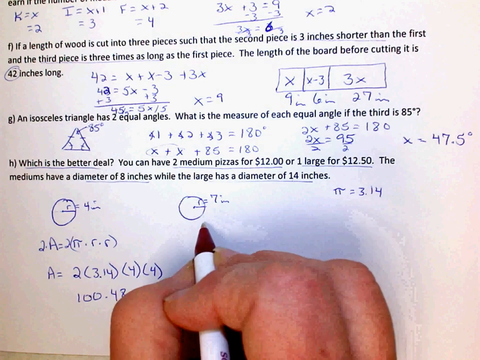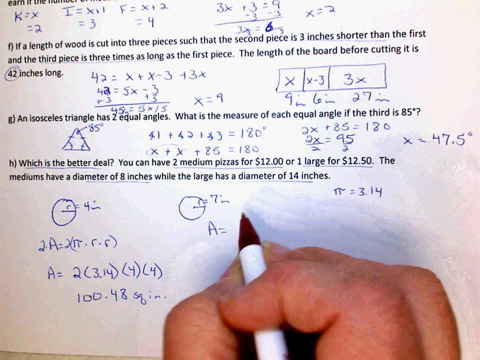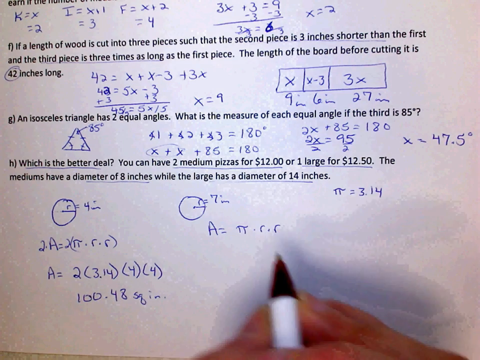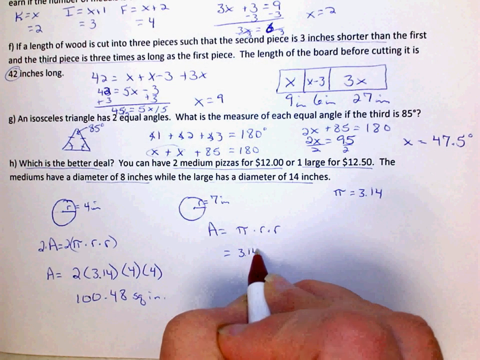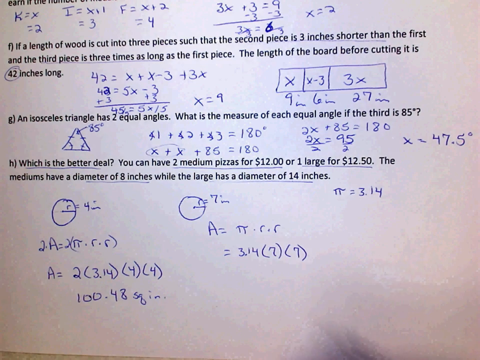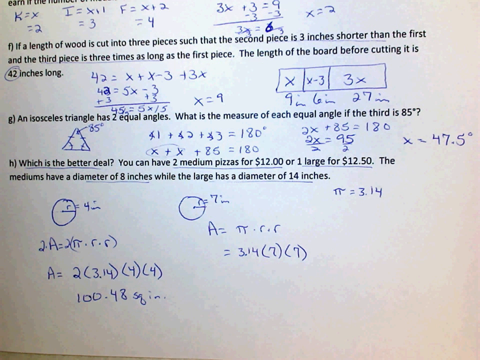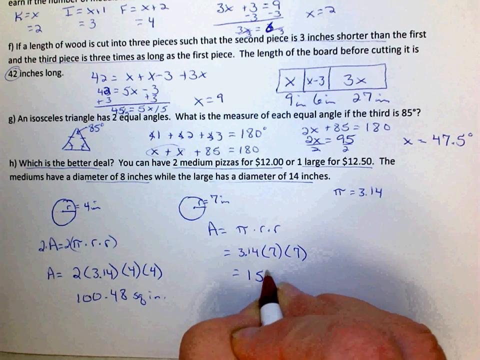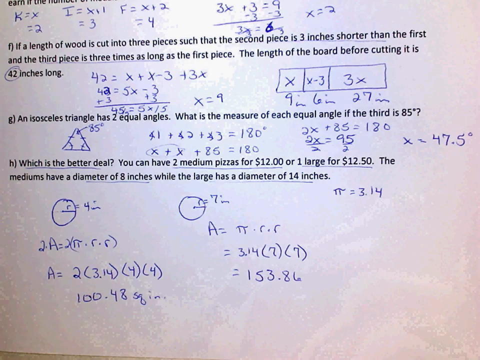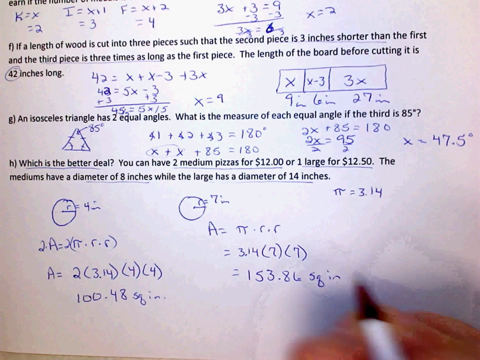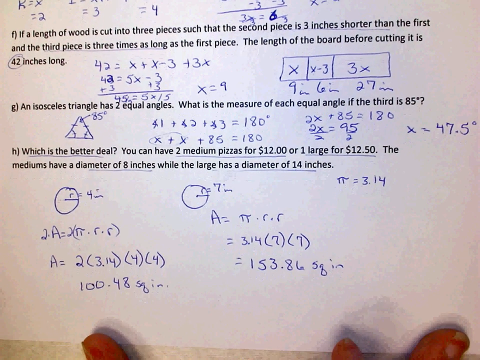Now let's see about this large. We only have 1 large, but we've got pi times radius times radius. So that's 3.14 times 7 times 7. Oh my goodness. 153.86. That's quite a bit bigger, isn't it? It sounded like a better deal with 2 mediums.